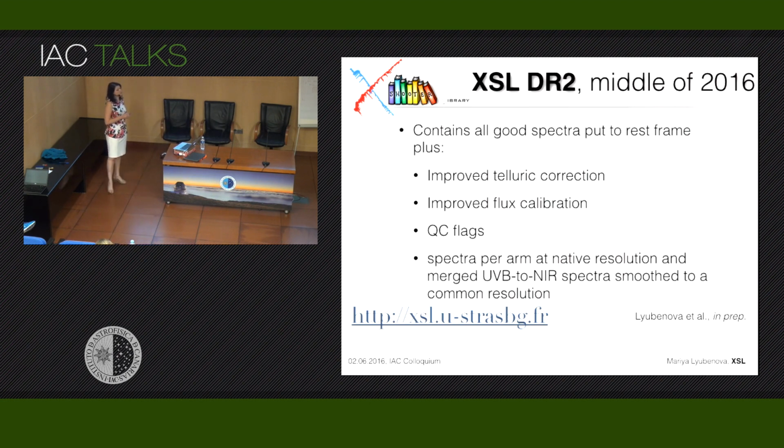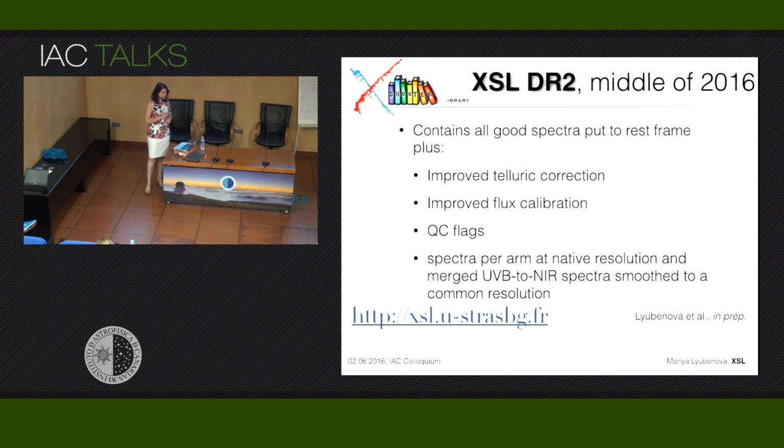So we are preparing now a future data release, our DR2, for sometime in the middle of this year, and this will contain all good spectra. So all the pilot program spectra, attaching to them the near-infrared arm, and all the remaining spectra from the large program, which were many more in number. We'll put all the spectra to rest frames, so directly for one to download and use.